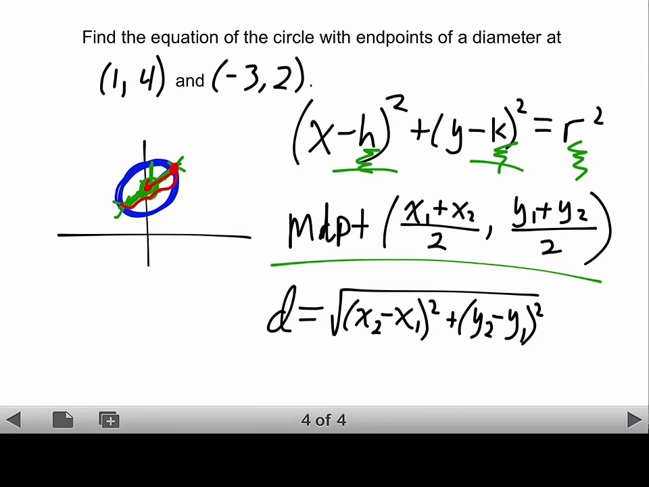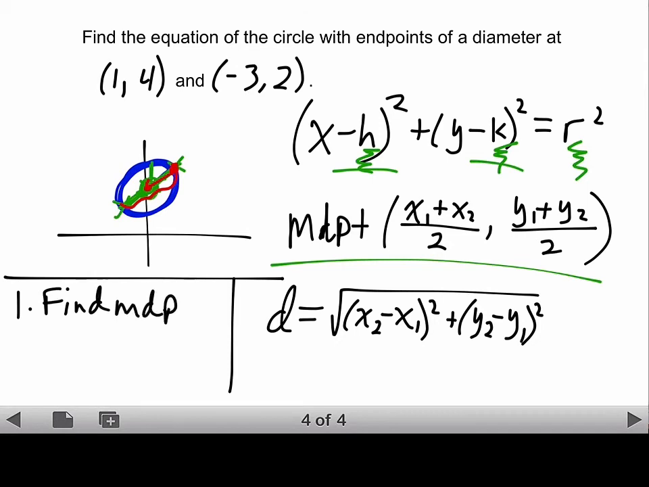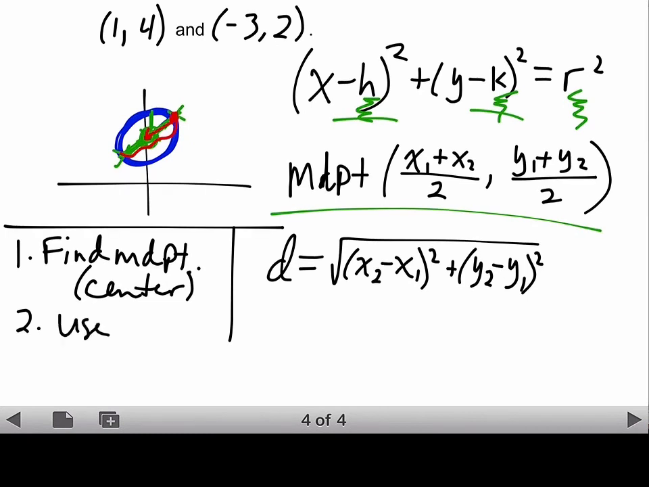And maybe a road map is in order here. In order to find the equation of a circle, given the endpoints of a diameter, first we're going to find the midpoint. That is the center of the circle. And then we're going to use the midpoint that we find to find the radius. Once I have the midpoint, which is the center, and the radius, then I have everything I need for the equation of a circle.